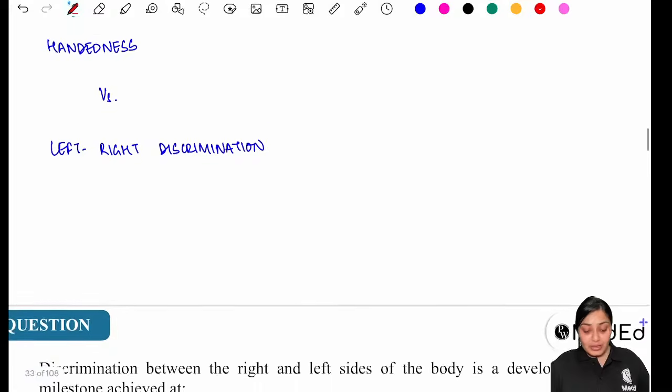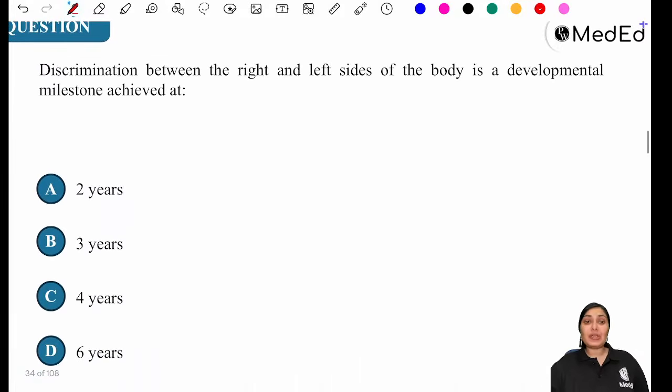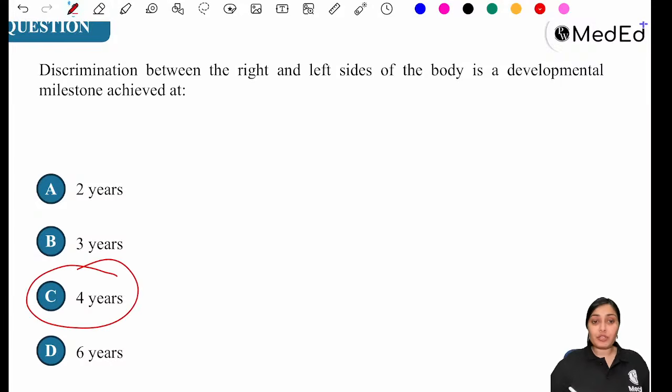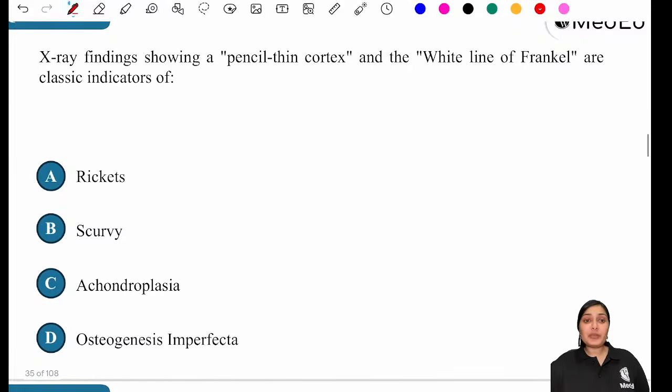Moving on to the next question, discrimination between left and right sides of the body. This comes by 4 years of age, option C. Right? Now let's move to the next question.